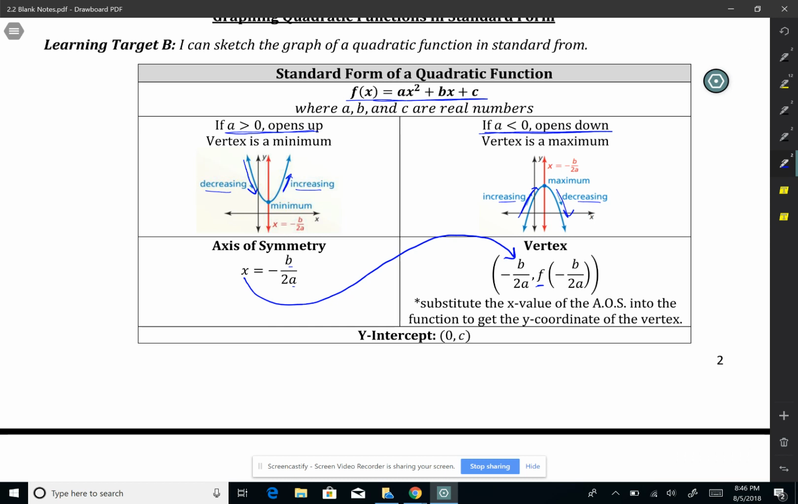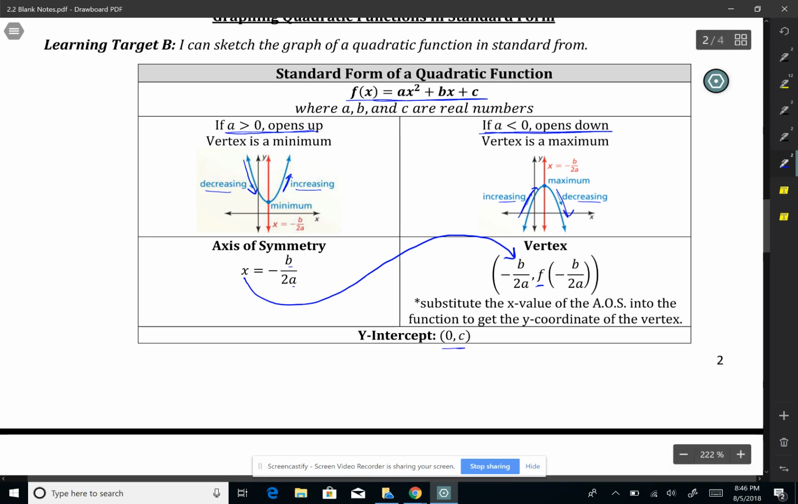After we've done that, the easiest part is the y-intercept. It is simply just the point 0, comma, c, our constant at the end of our standard form.